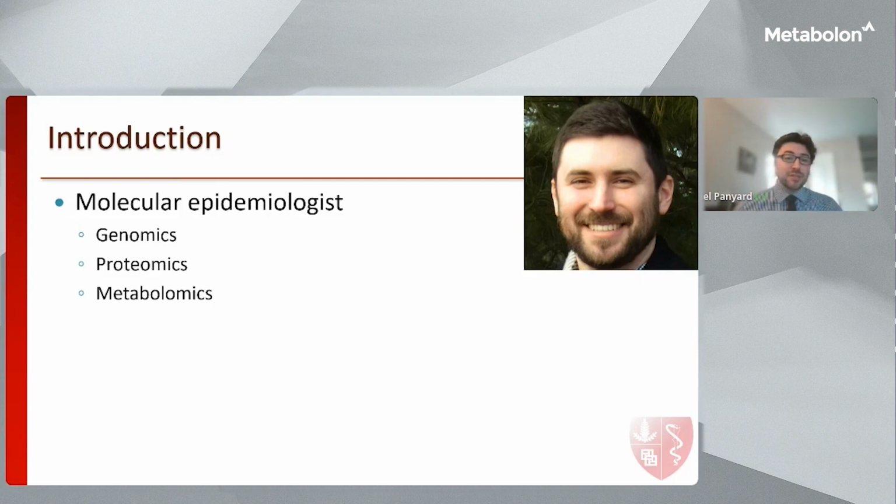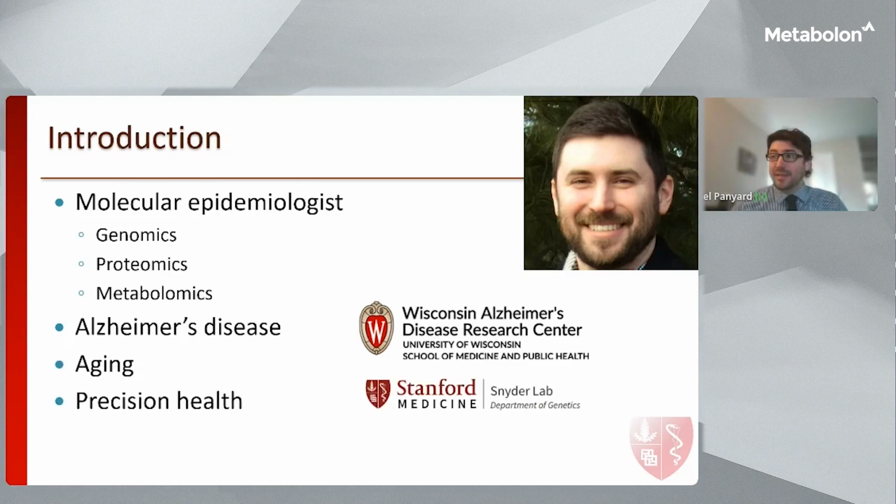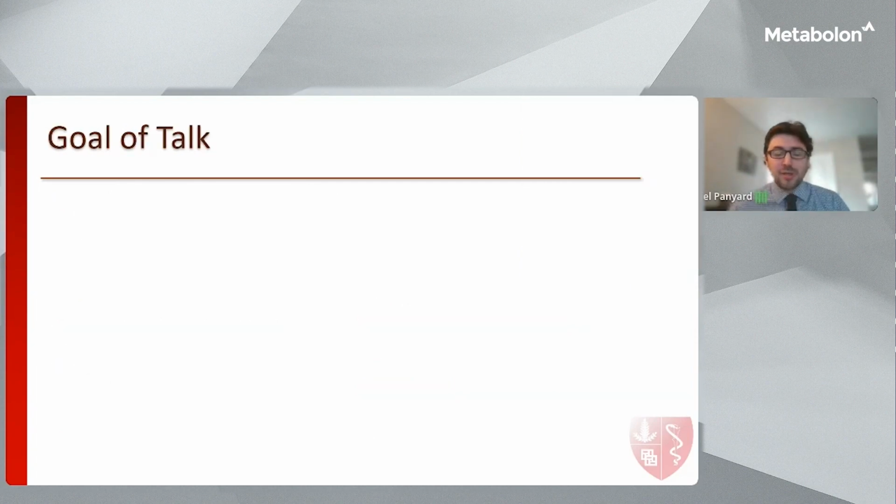And in my recent work, I've been really interested in applying these approaches to studying a few different conditions, such as Alzheimer's disease, which I did with the Wisconsin Alzheimer's Disease Research Center, and also conditions of aging and precision health, which has been my focus here at Stanford. And then most recently, I've been doing a lot more general population omics work with the VA and the Million Veteran Program.